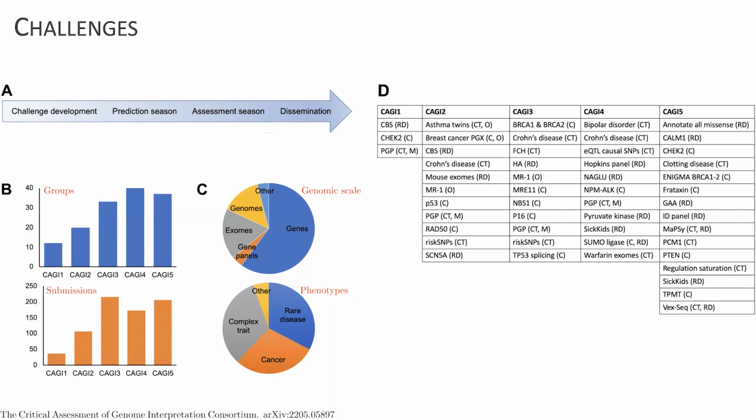And the scale and diversity of these challenges is also shown in this pie chart. So for example, on genomic scale, we can deal with genomes, exomes, and gene panels. And phenotypes can be complex trait, cancer, rare disease, etc. I will also talk about a few challenges that are specific. One is the NAGLU challenge, another one from KG4. I will also talk about the P10 challenge from KG5. I'll talk about the Crohn's disease challenge, which is a complex phenotype disease from KG4. And I'll also talk about the annotate all missense challenge, which is a challenge that is directly related to what Vikas presented here. So let me get into that detail.